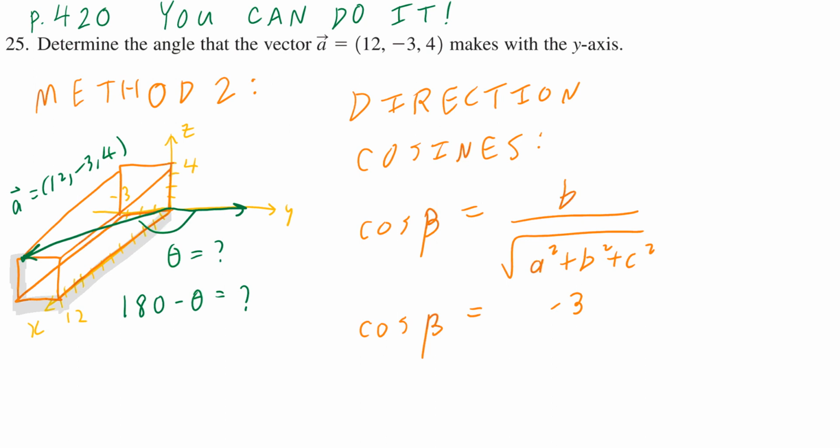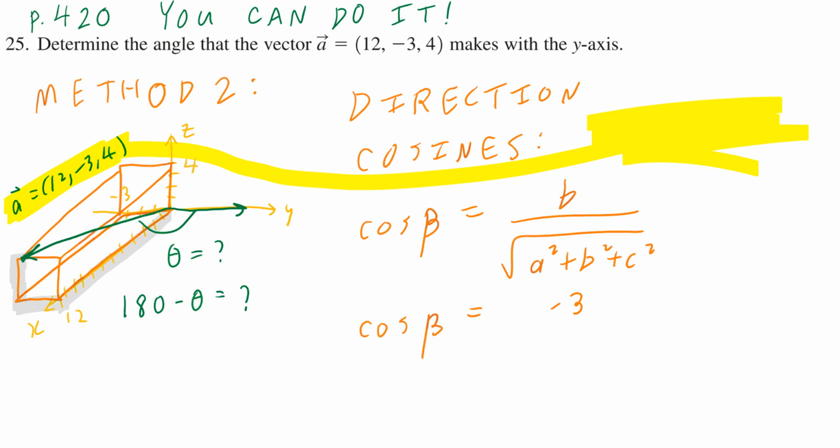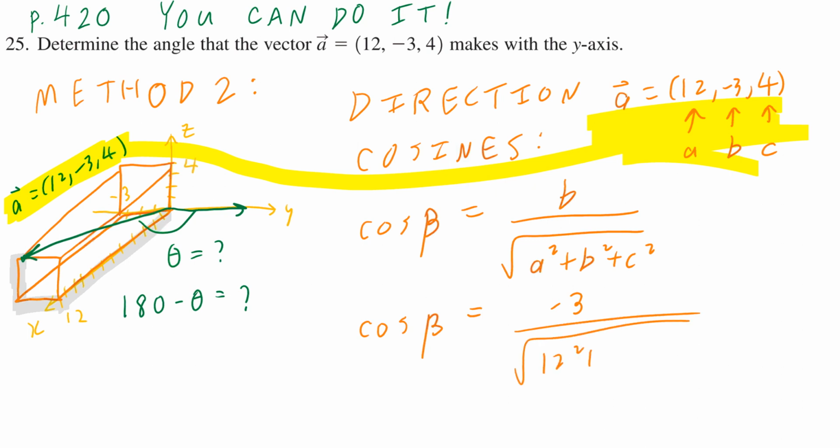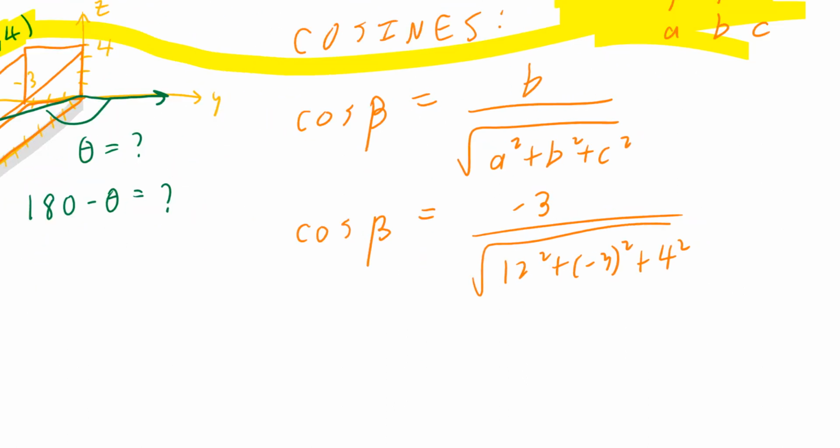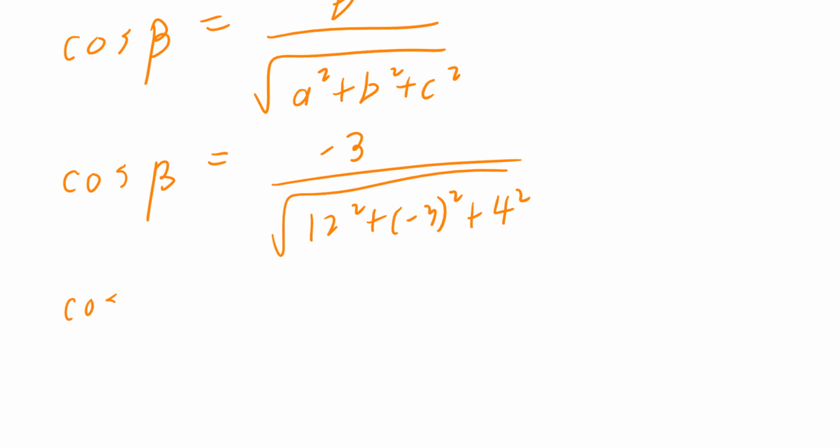So again, in case you forgot what that means, let's go back. We know we're given the vector 12, negative 3, and 4. So these values, 12, negative 3, and 4, are the values of a, b, and c respectively. So that's why b is going to be negative 3, divided by the square root of 12 squared plus negative 3 squared plus 4 squared. And again, we just did this, right? It's the same thing. Let's zoom in for you. If you solve for the right-hand side, that's going to be negative 3 over the square root of 12 squared plus 9 plus 16, which is 169. Take the square root, that's going to be 13.